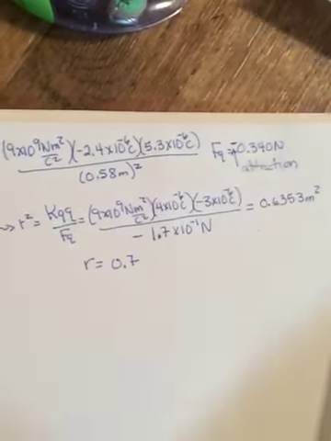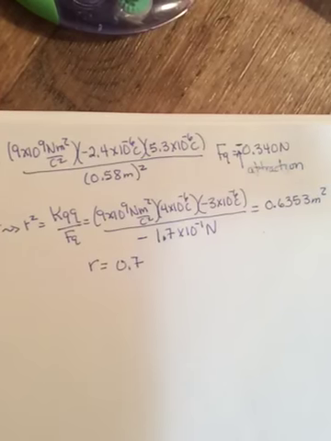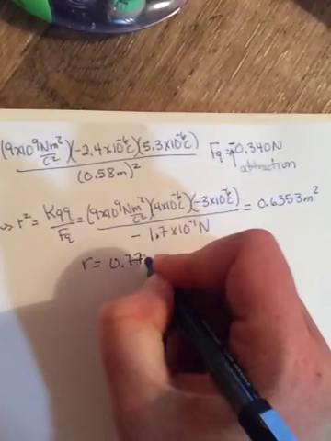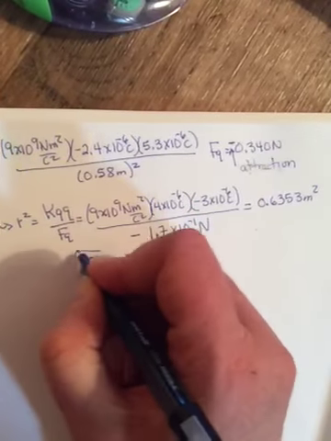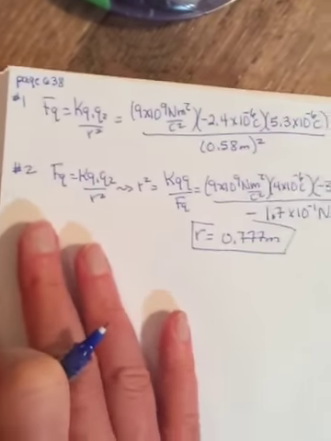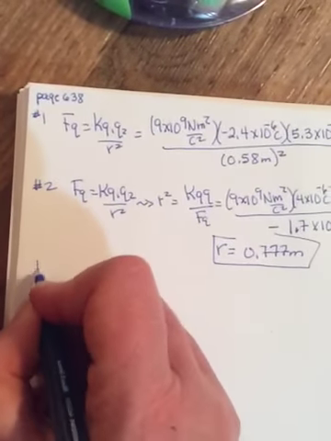0.7, if only I could see, 777, I believe. Couldn't tell if it was three sevens or if one was a 9. Okay? So watch the negative on your attractive force, and that's why I screwed it up the last time.